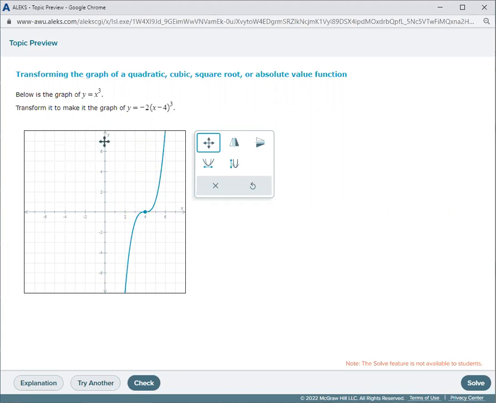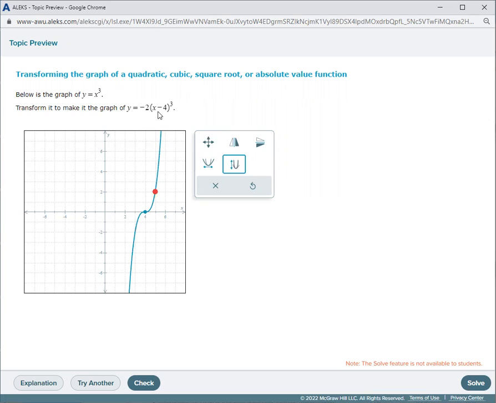Next, we're doing the vertical stretch or compression. So there's a 2 out front. That means that we're using this tool. We want this point that currently has a y value of 1 to multiply it by 2. So if we multiply 1 by 2, we get 2. So I'm moving this point up to the y value 2.